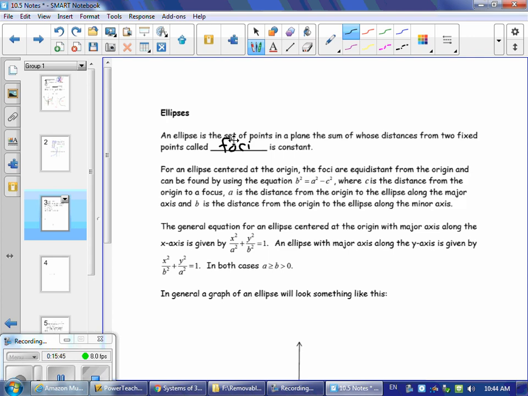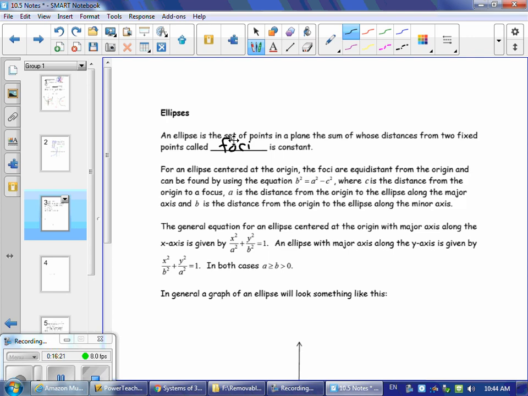So for an ellipse centered at the origin, the foci are equidistant from the origin and can be found by using the equation b squared equals a squared plus c squared. If you really think about it, that comes from the Pythagorean theorem. If you were to add c squared to both sides, you would get a squared equals b squared plus c squared, very similar to the way we do it. c is the distance from the origin to the focus, a is the distance from the origin to the ellipse along the major axis, and b is the distance from the origin to the ellipse along the minor axis. Again, we'll take a look at all that when we get to this sketch.